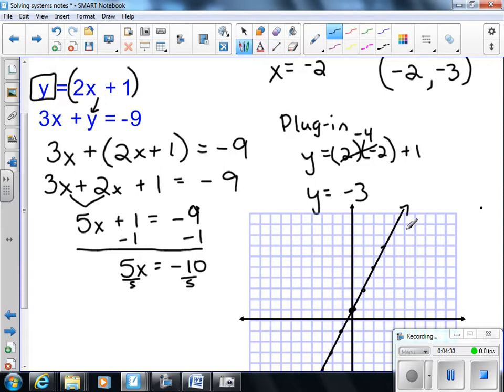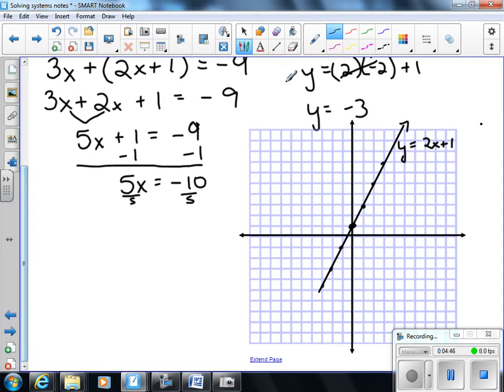And remember, I asked you to kind of label them. This is y equals 2x plus 1. Okay, the other one, let's solve for y. So I need to move 3x over, and I end up with y equals negative 3x minus 9. Okay, I'm going to go through negative 9.